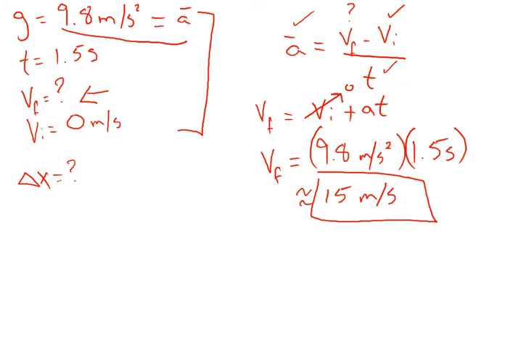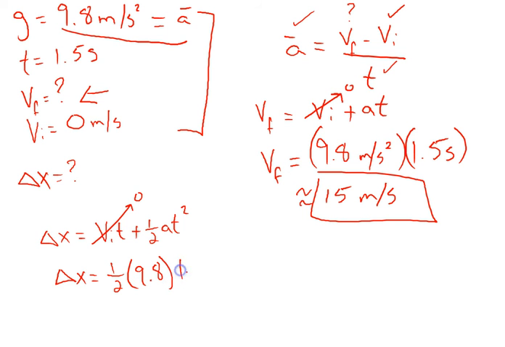Well, that's where we want to use the equation that has delta x solved for, where it's the initial velocity times time plus 1/2 the acceleration times the time squared. Once again, the initial velocity is 0, so that goes away. So the distance that we fall here, our displacement, is going to be 1/2 times 9.8 times 1.5 squared. And that gives us about 11 meters. So that means we fell about 11 meters and we reached a speed of 15 meters per second.